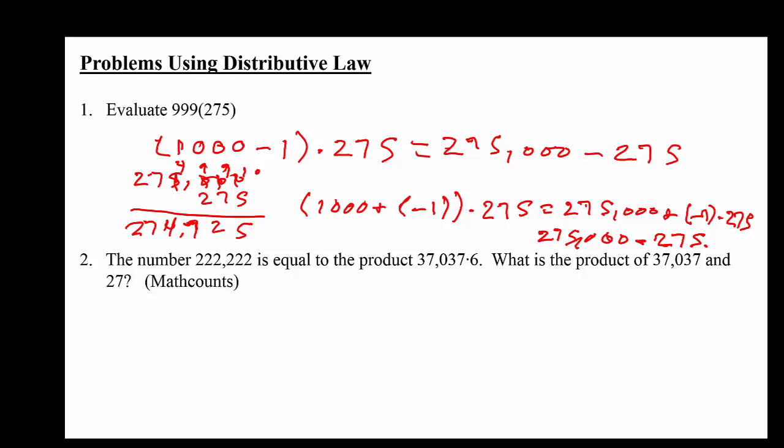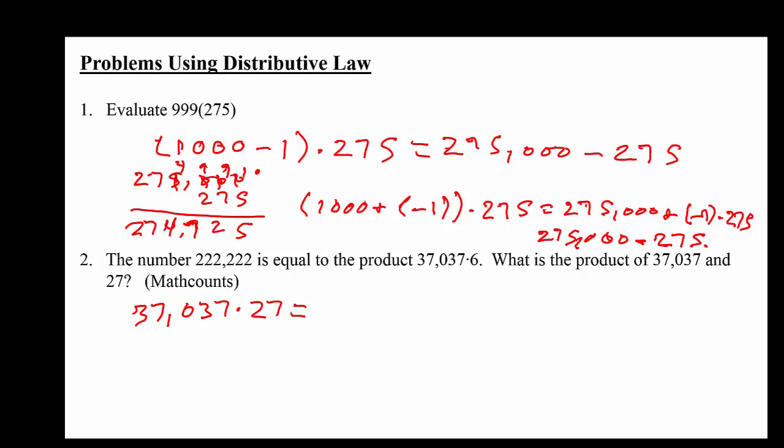And so problem number 2, our last problem for this particular series, is we have the number 222,222, which is equal to the product of 37,037 times 6. So we want to know what is the product of 37,037 and 27. Alright, so here's the problem: 37,037 times 27. We want to get this quickly, in our heads preferably if we can, or with very little work.